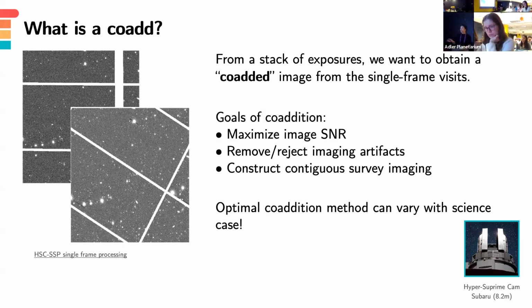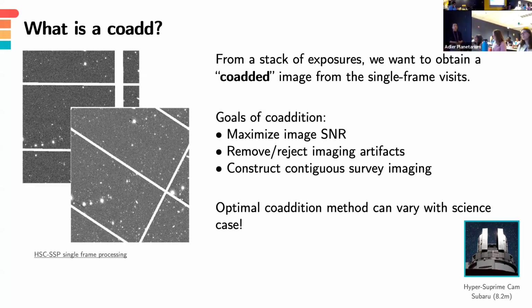So the goals of co-addition: we want to maximize the image signal to noise ratio. We'd like to obtain the deepest possible image that we can from the stack of single frame exposures. What deepest actually means can vary a little from science case to science case, which I'll mention in a bit. We also want to remove and reject imaging artifacts.